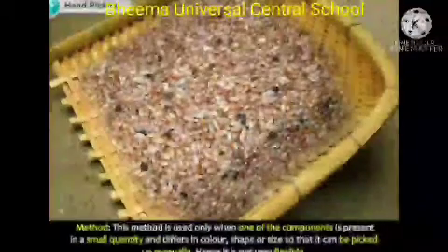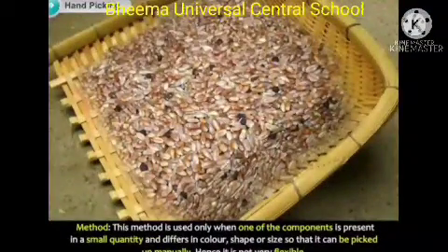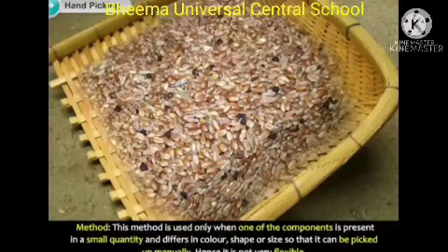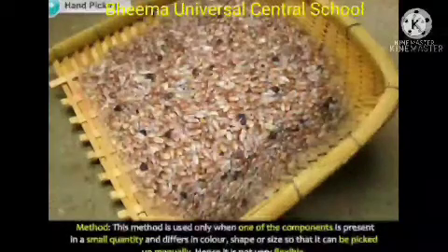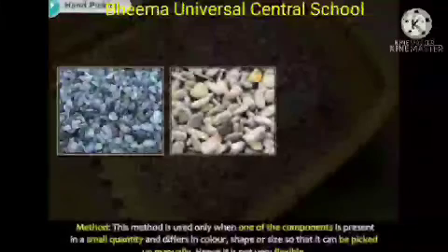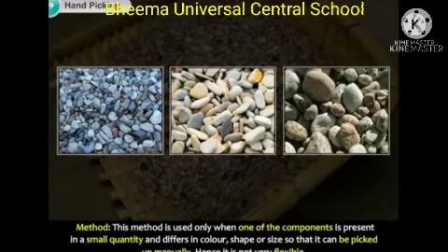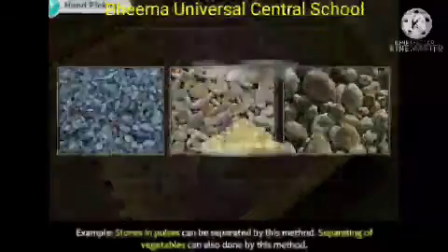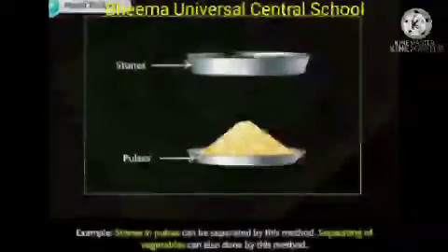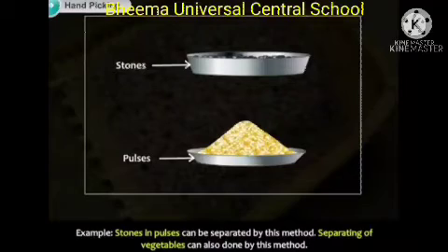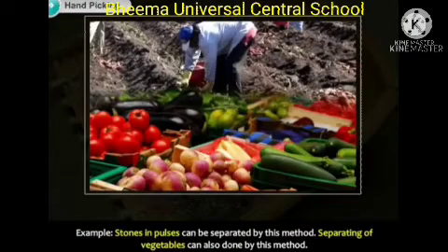Method: this method is used only when one of the components is present in small quantity and is different in color, shape and size so that it can be picked manually. It is not very flexible. Example: stones in pulses can be separated by this method. Separating vegetables can also be done by this method.